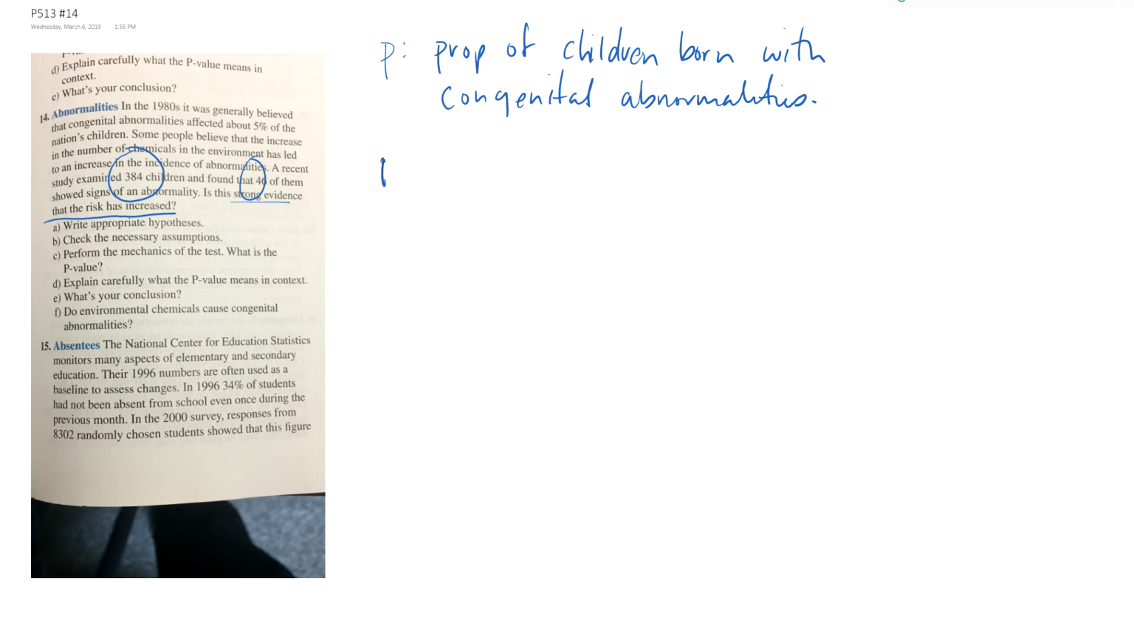So we got that, and we know that P hat is 46 out of 384, which is what percent? 11.97. So we're going to go with 12.0%. Okay, so what they're asking is, has it increased from 5%? Well, I would sure think so. I mean, it looks like it being 12%. But the question is, could this have happened by just random chance?